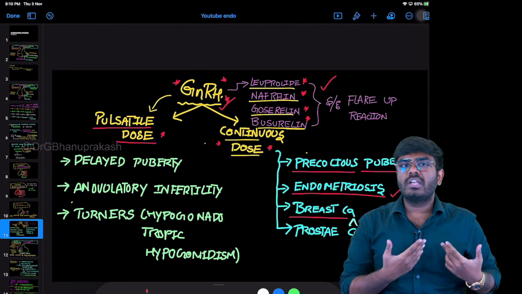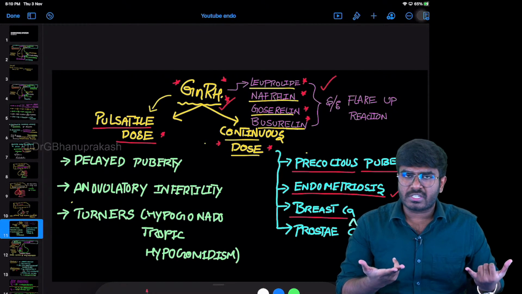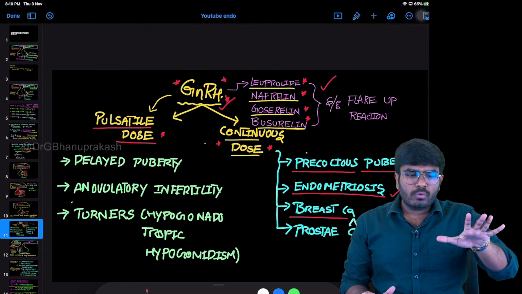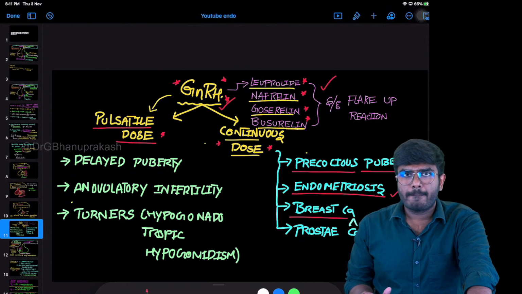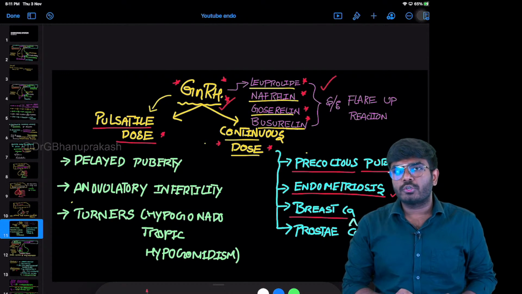Okay, for breast cancer, definitely you have to go for the modified radical mastectomy. The patient should have to go for the mastectomy surgery. But before surgery, you have to decrease the estrogen levels in her body by giving GnRH analogues in continuous doses. Okay, these are the important points which I want you to know.